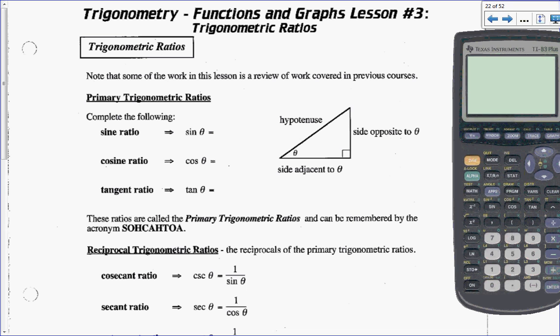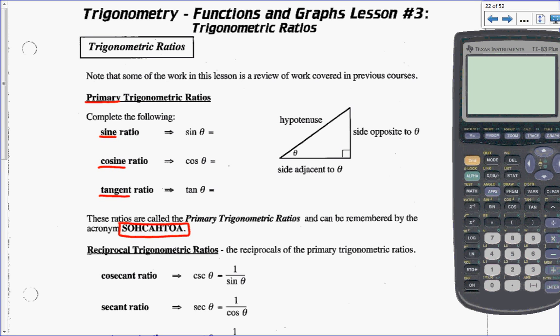Okay, now we learned about trig ratios in 20-1 last year. So a lot of this should just be a review for you. When we talk about trig ratios, we talk about the primary trig ratios being sine, cosine, and tangent. You remember these from last year? So this is where SOHCAHTOA comes in.